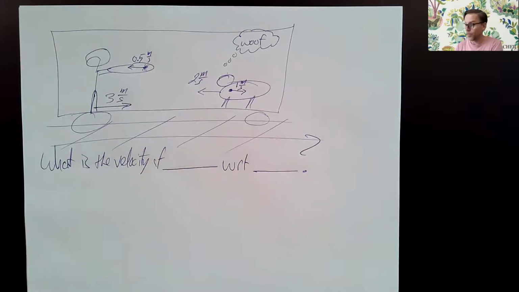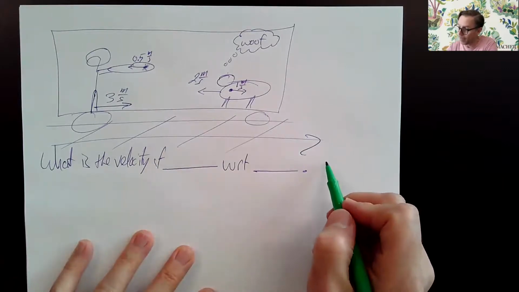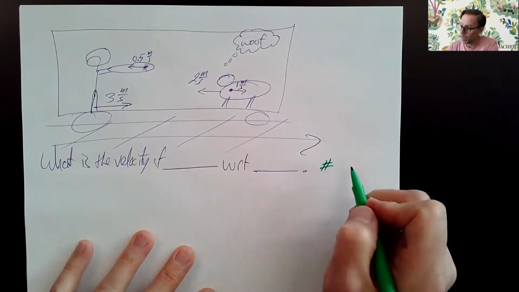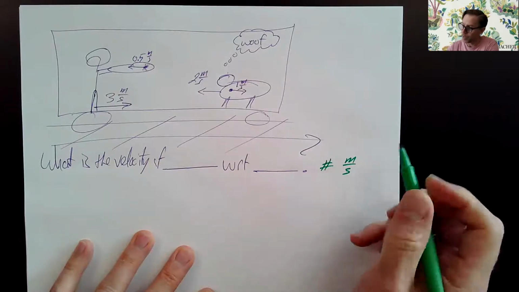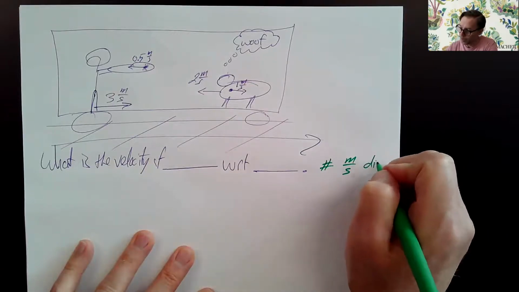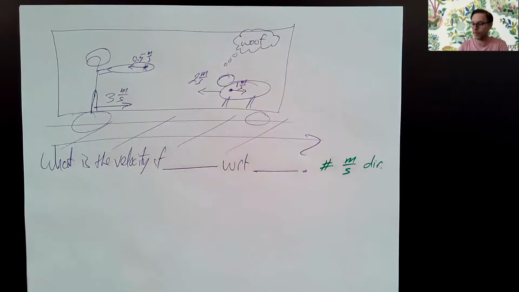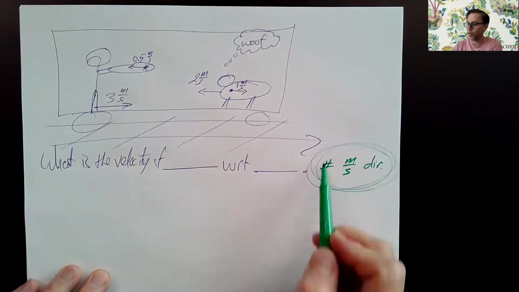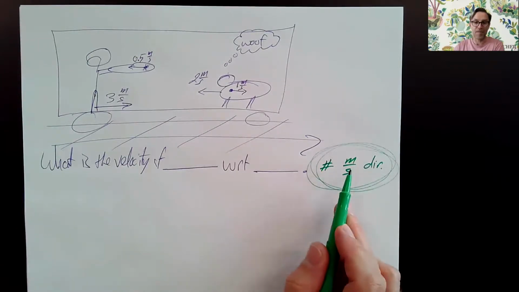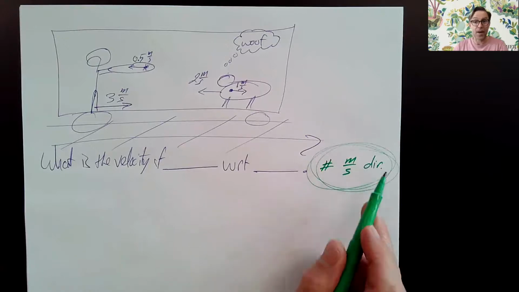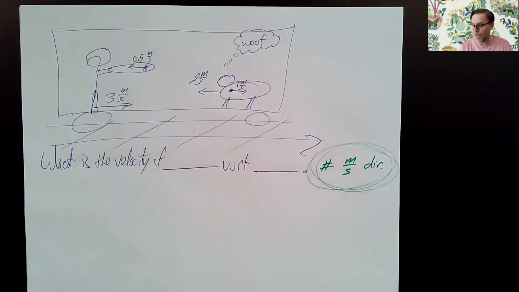Now, the answer is always going to have a number, a unit of meters per second, and then a direction, which is either going to be to the right or the left. Make sure that your answers always say a number of meters per second and then a direction, either right or left. So feel free to play with this as much as you want, but I'm going to show you one example.